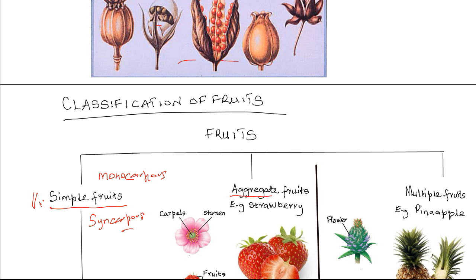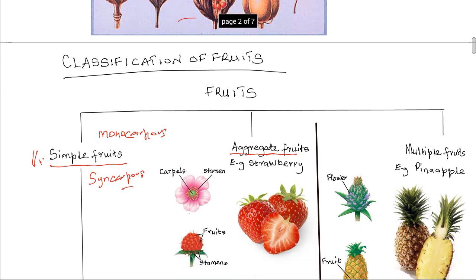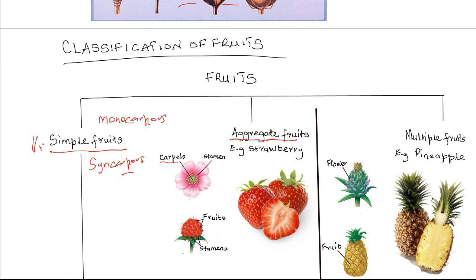Then the second category are the aggregate fruits. Aggregate fruits develop from a single flower in which there are several carpels that are free. Many carpels that are free. In other words, the gynoecium is apocarpous. Now, in the aggregate fruit, each carpel develops into an individual fruit, of course with the other parts of the flower, like the stamens, withering and falling off in time. So each free carpel develops into an independent fruit.